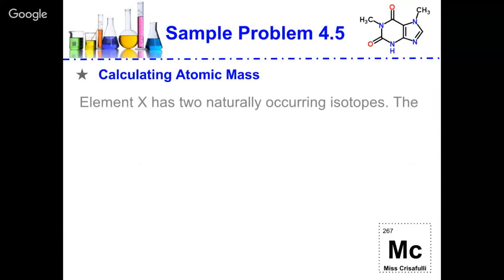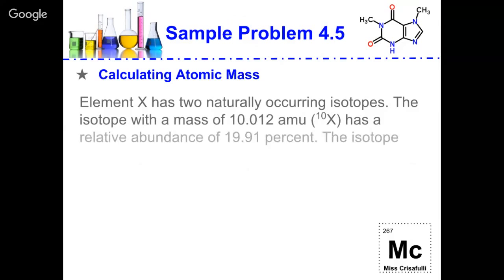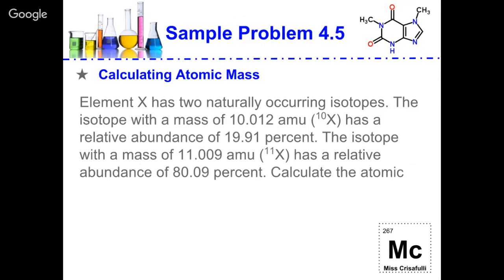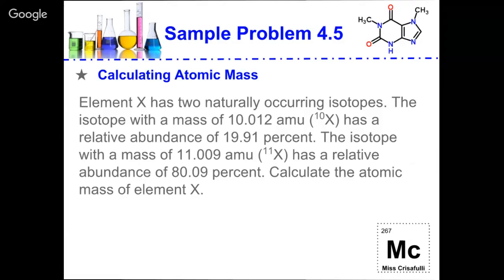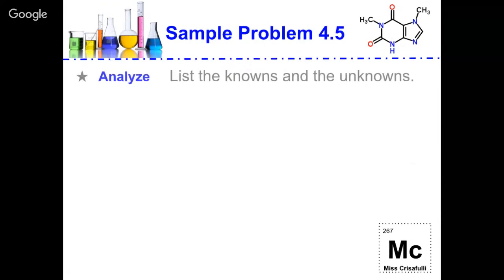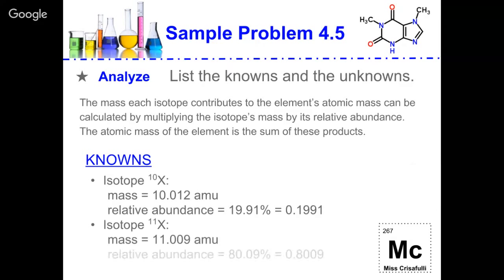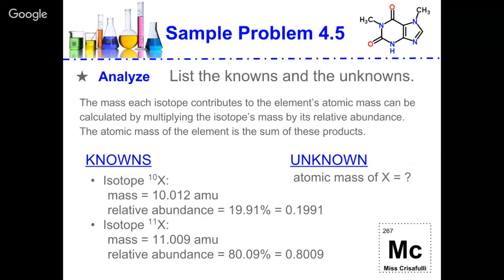So if we were to look at element X, it has two naturally occurring isotopes, one with a mass of 10.012 AMU, and that happens 19.91% of the time, and one with a mass of 11.009 AMU, and that happens 80.09% of the time. And we're going to calculate the atomic mass of this element. So to do this, we're first going to list, this is a math problem, remember, our knowns and unknowns. So here's all the information that we know. And I already went and calculated the percents and changed them to decimals, so that will make it easier. And the one thing we don't know is the atomic mass of this element X.